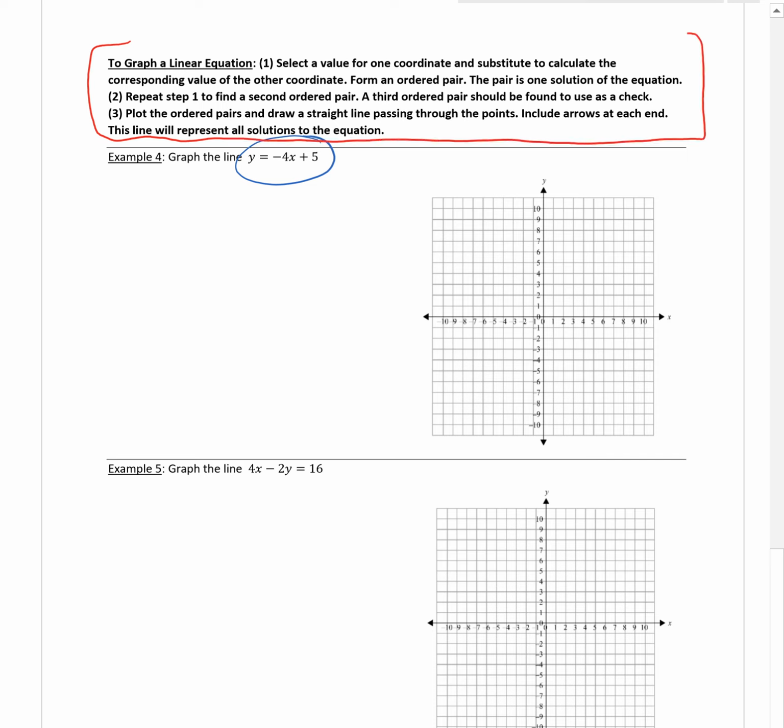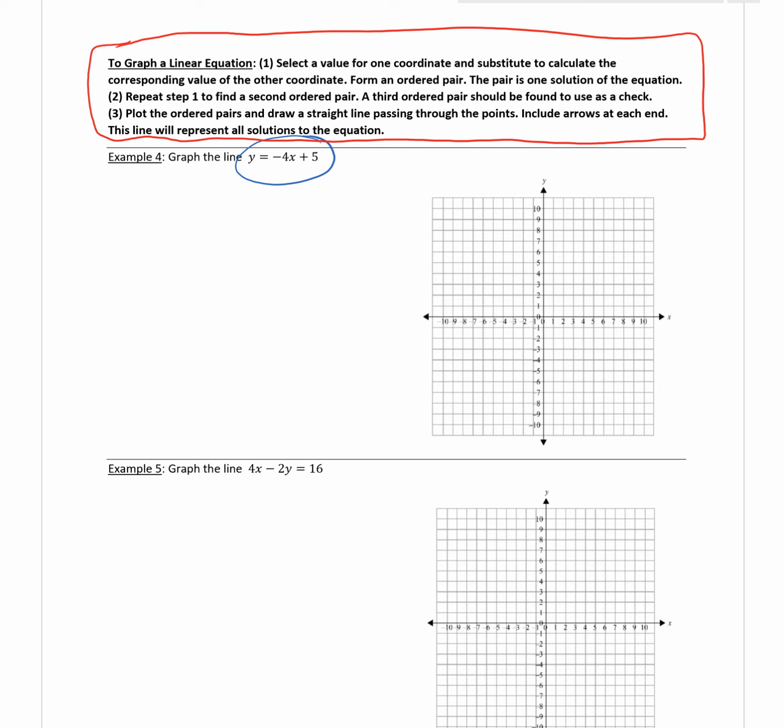Alright, so what does it say? To graph a linear equation like this one we're given, you're going to select a value for one coordinate and substitute to calculate the corresponding value of the other coordinate. So I've noticed that a lot of students do not like this. I think because usually in math there's only one right way to do it. Like when we solved equations, you have to do this, and then you have to do this. But here, graphing lines, there's a lot of right ways to go.